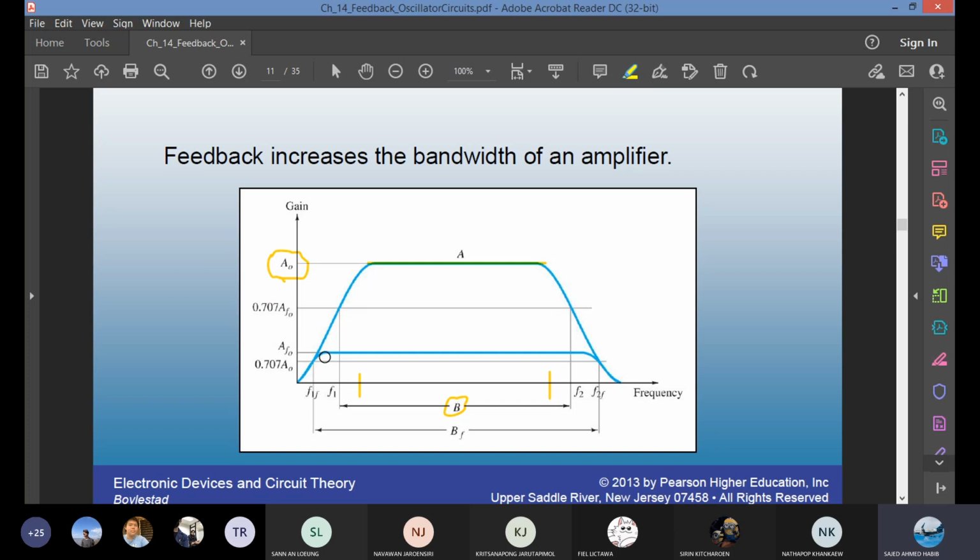The gain will be much smaller. The gain is now decreased. But it makes the network stable. It provides linear output at higher frequencies. It provides non-distorted waveform. That's what you want. You don't want so much gain.